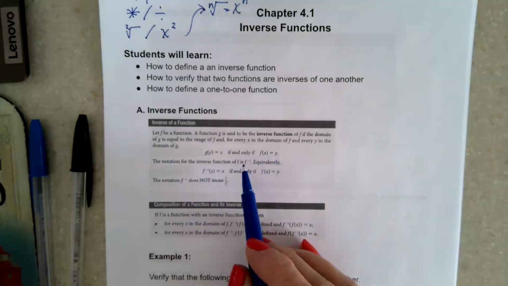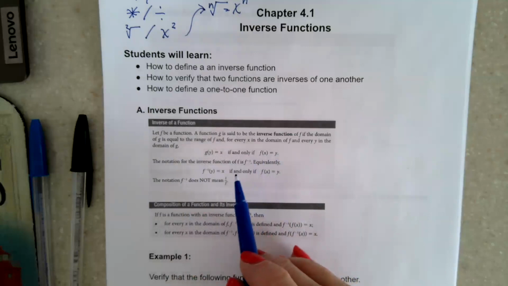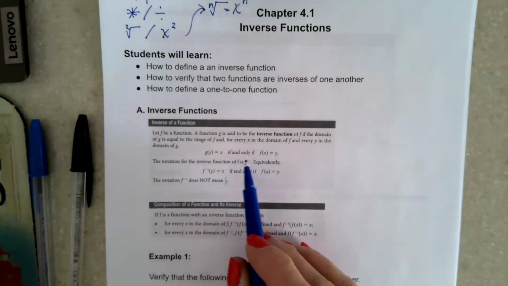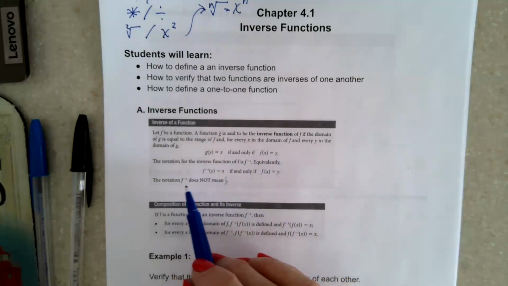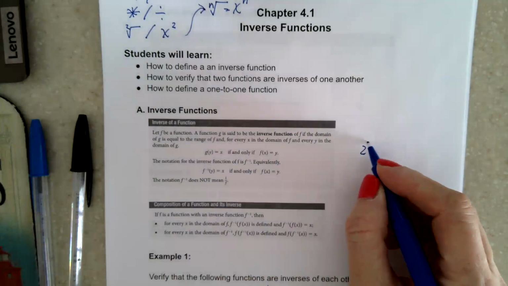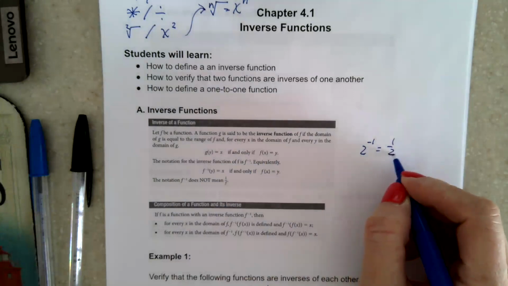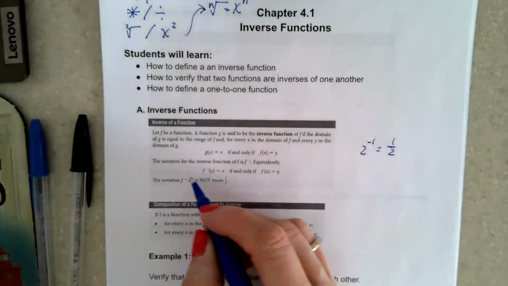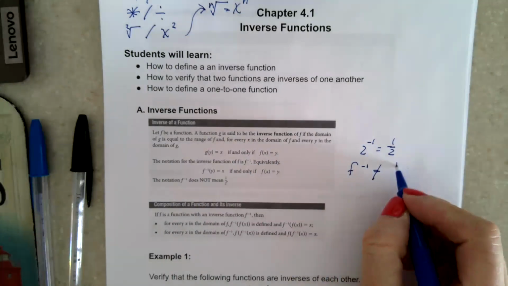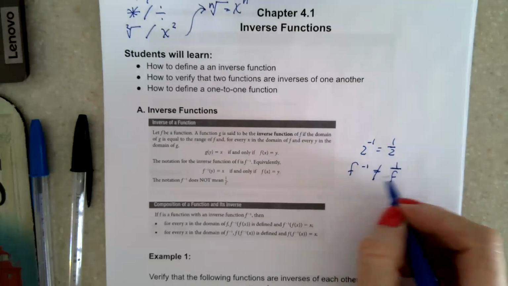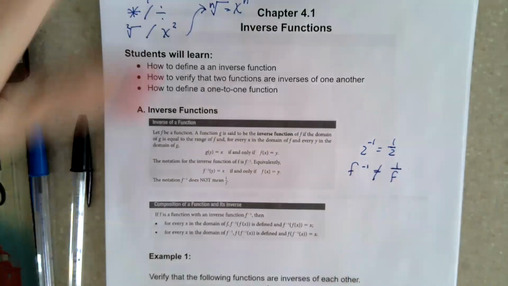So this notation is f to the -1 for the inverse. And it does not mean 1 over f. It's not like 2 to the -1 means 1 over 2. f to the -1 does not mean 1 over f.